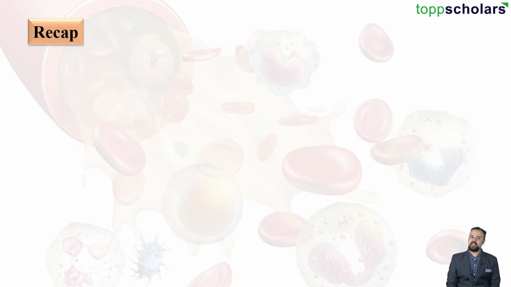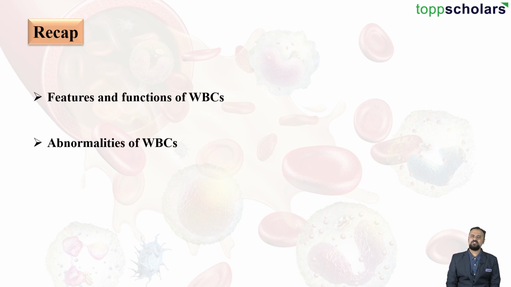Students, having said that, that is all we have for this particular topic. Let us now quickly go through what we studied today. Firstly, we studied the different features and functions of white blood cells. Then we also studied the abnormalities of the white blood cells. And students, we studied the types of white blood cells.